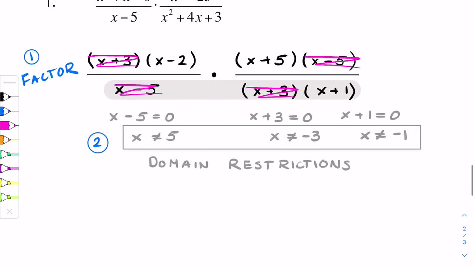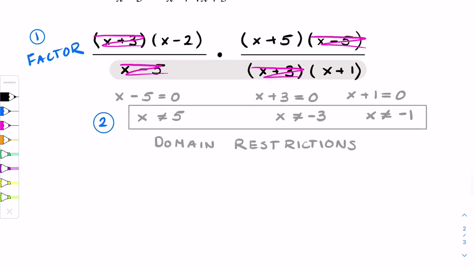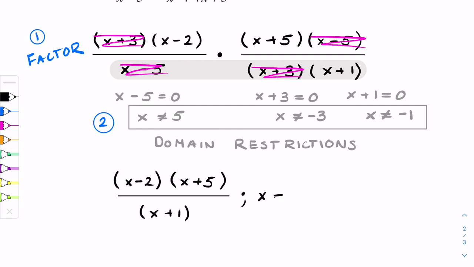I don't have any other common factors, so I can write my final answer, again, in factored form, not in standard form, as x minus 2 multiplied by x plus 5 divided by x plus 1. And I have domain restrictions of x cannot equal negative 3, negative 1, or 5.